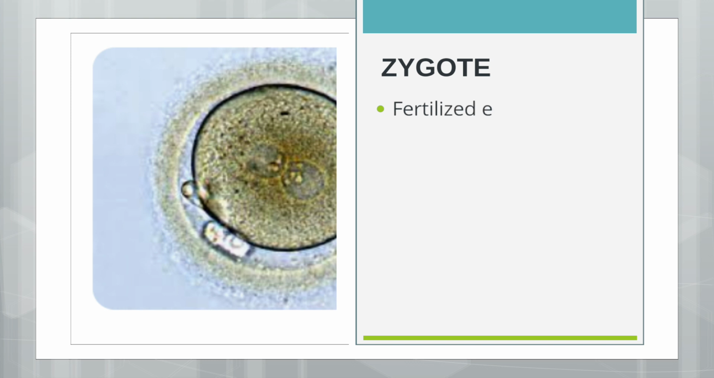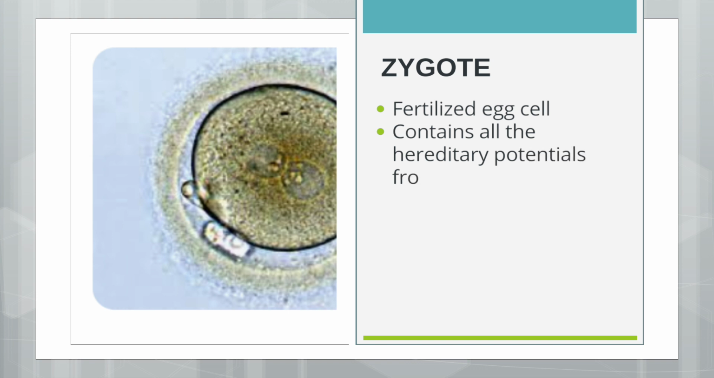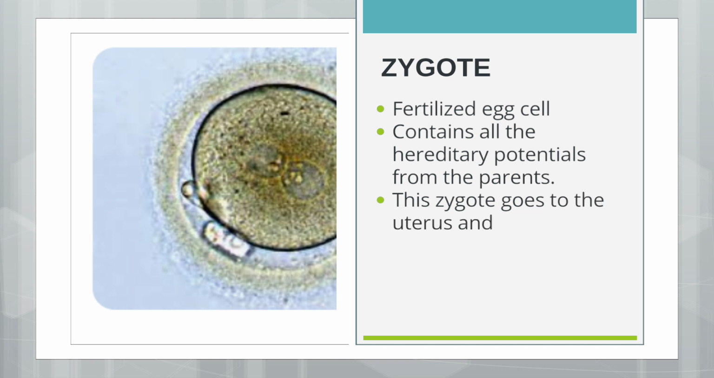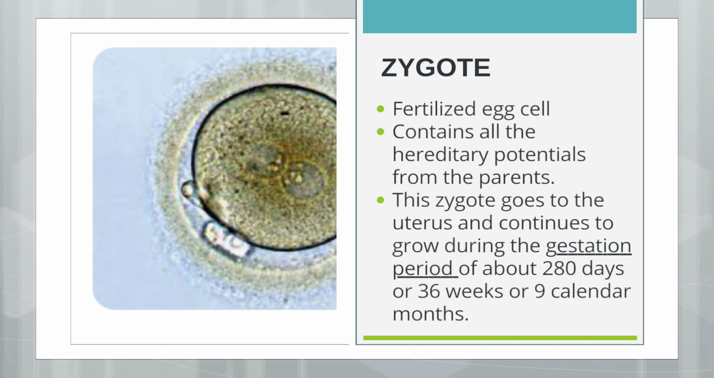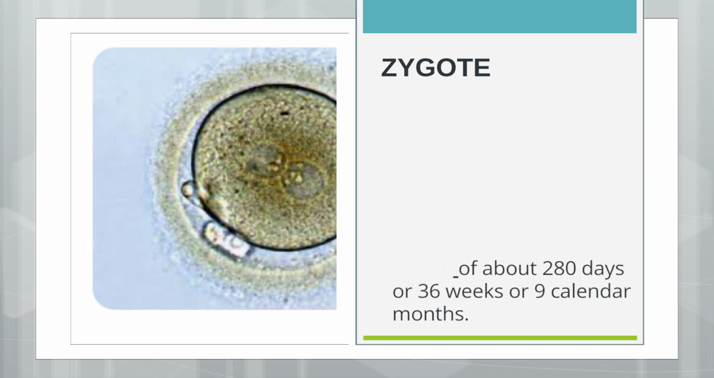Then when the fertilization is done, the fertilized egg will be called a zygote. So this is the fertilized egg cell, and it contains all the hereditary potentials from the parents. This zygote goes to the uterus and continues to grow during the gestation period of about 218 days or 36 weeks, or in calendar months, that's 9 months.